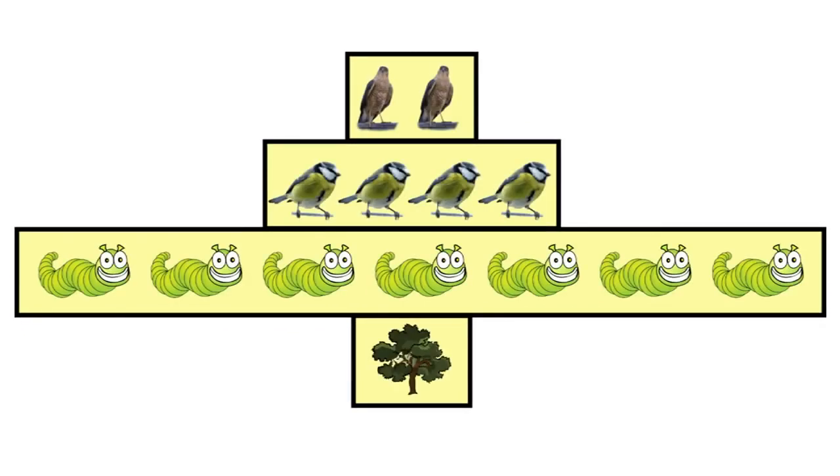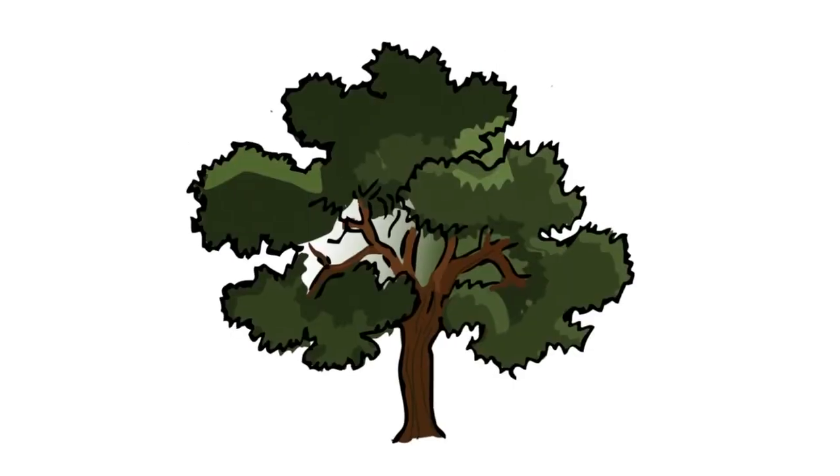Pyramids of numbers can end up looking a bit wonky. For example, if one primary producer can feed lots of primary consumers, like an oak tree which feeds lots and lots of little caterpillars.